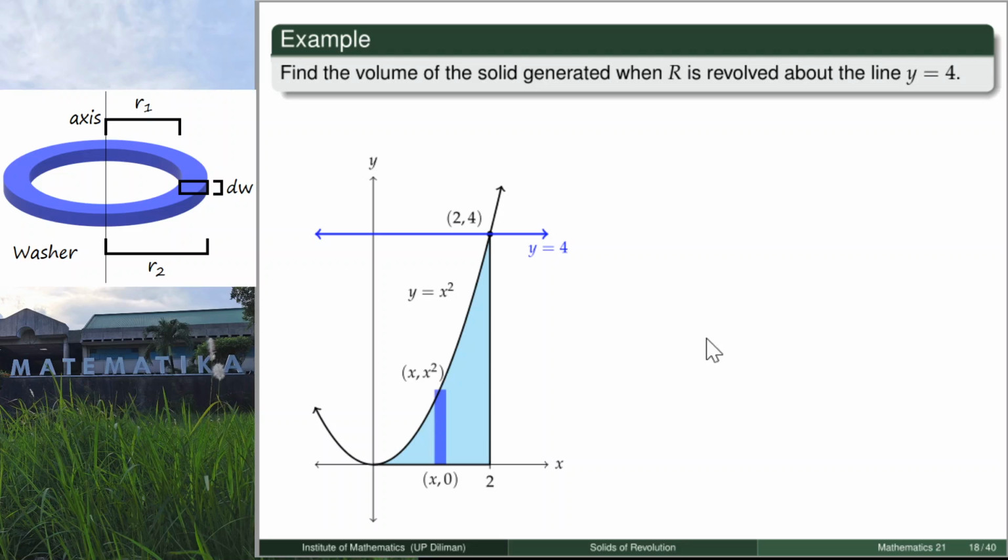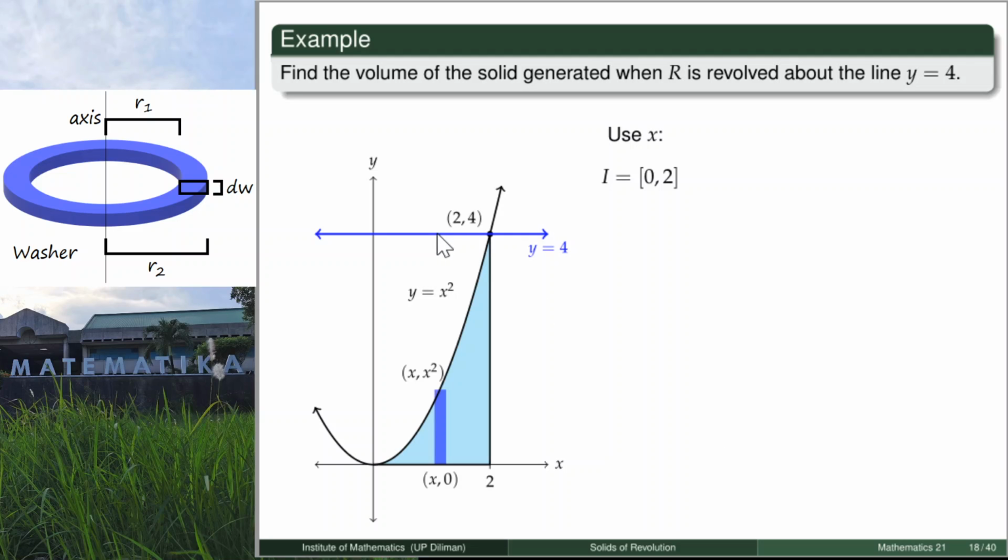And now question is, do we use the variable x or y? Since vertical, then we use x. Okay? So what is our interval? Interval therefore is from x equals 0 until x equals 2. Okay? And then next, since we will use washers, remember the formula for washers, we need outer radius and inner radius. So what is the outer radius?